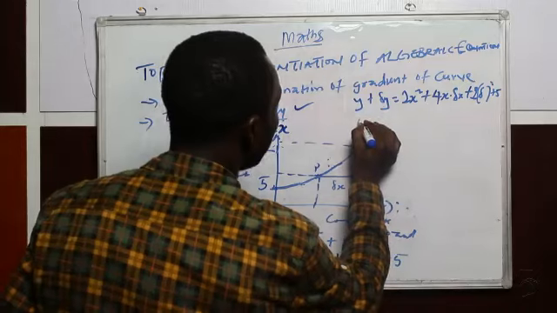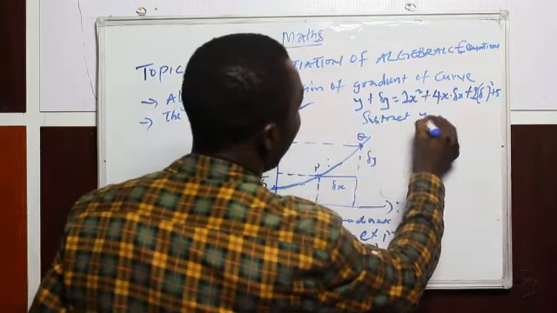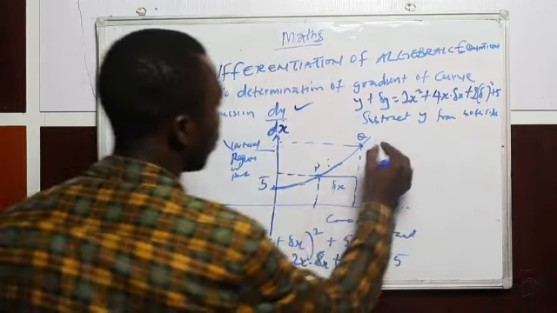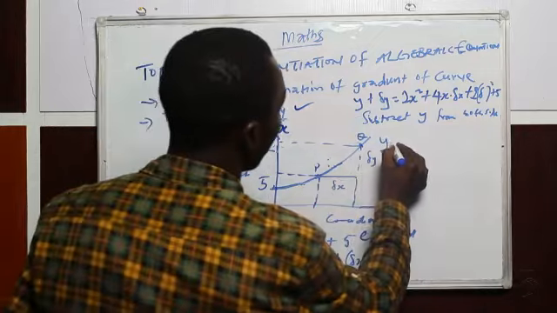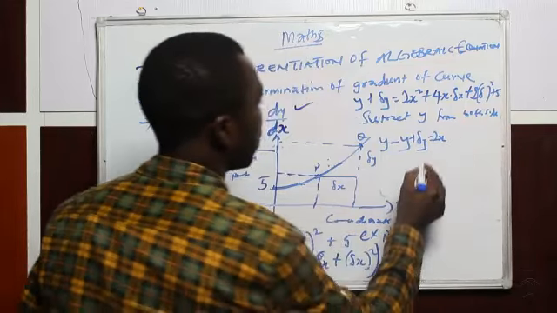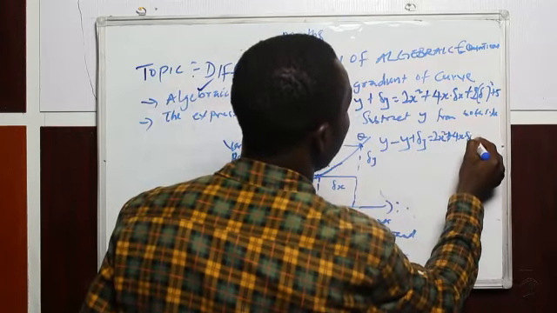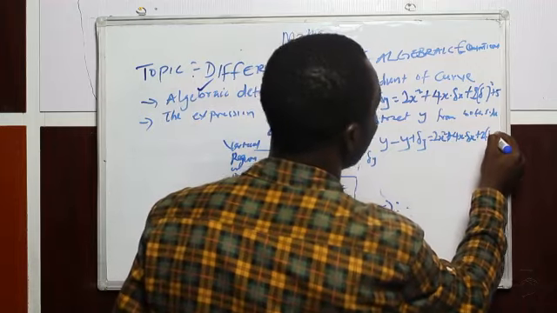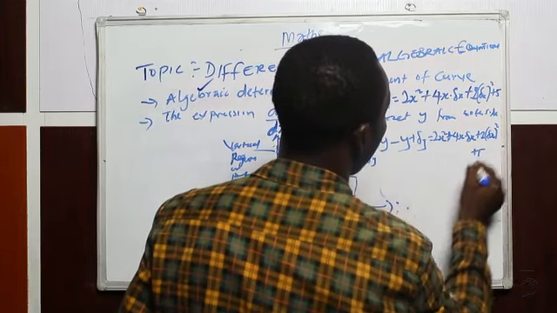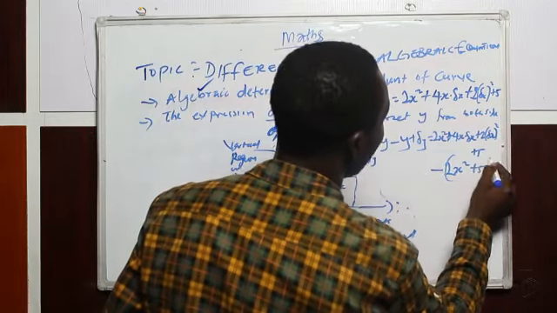Now, subtract y from both sides of the equation. y minus y plus sigma y equal to 2x squared plus 4x sigma x plus 2 bracket sigma x all square plus 5, then minus bracket 2x squared plus 5.